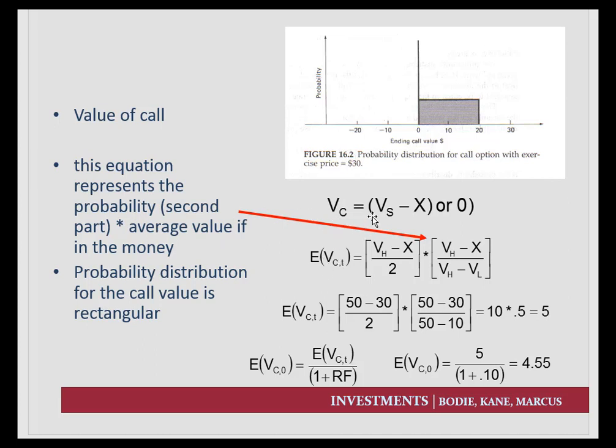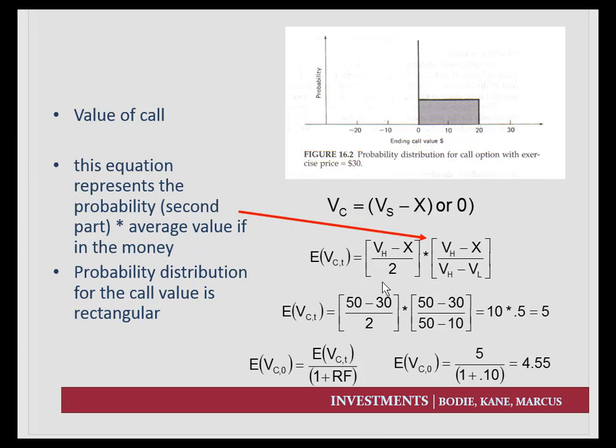The value of the call is the value of the stock minus the exercise price, or 0. We know that formula. So let's look at the formula for calculating the expected value of the call. It's the value of the stock at the high price minus the exercise price divided by 2. Now, why don't we do it with the low price? Because the low price, we know that that's 0. That expected value is 0 for any price of stock less than $30.